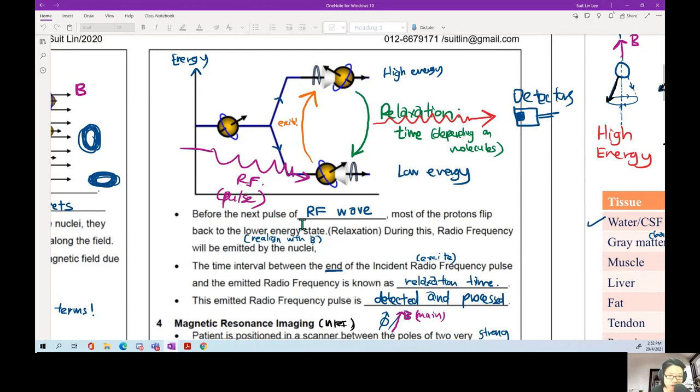So before the next pulse of radio frequency wave, most of the protons will flip back to a lower energy state. We relax, no? Cannot stay high forever, need to relax. So during this, radio frequency will be emitted by the nuclei.